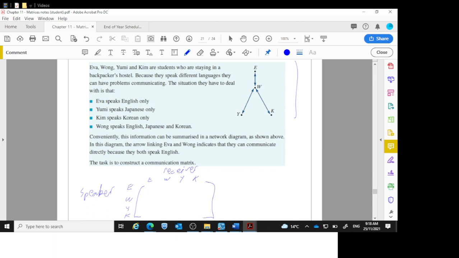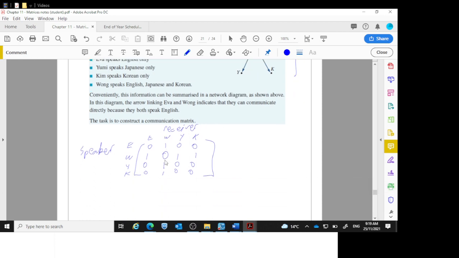Now, E can only communicate with W, so I'm going to put a 1 there and zeros everywhere else. W can communicate with E, with Y, and with K, not with itself. Y can communicate only with W, so there it is and nothing else. And K only with W as well, so it's here and nothing else. So there is my matrix that signifies that network.